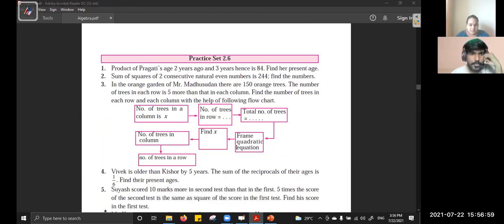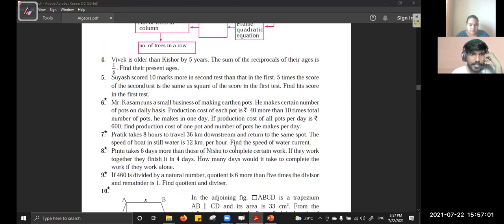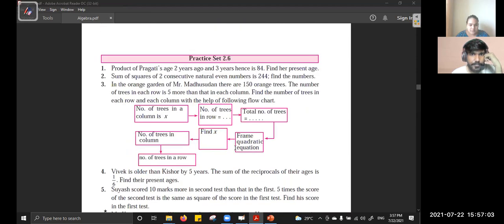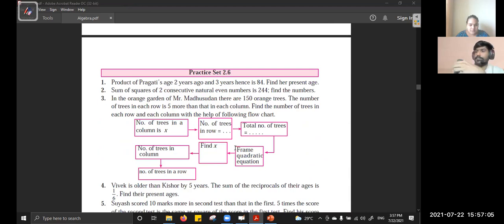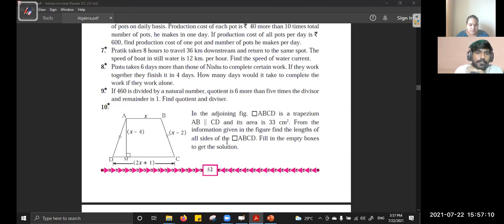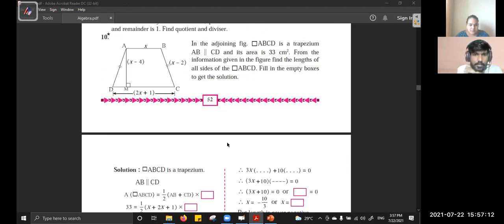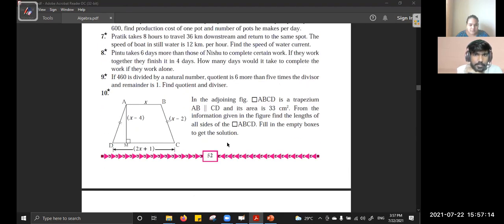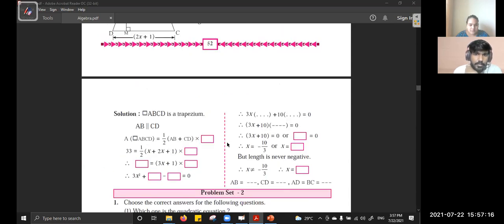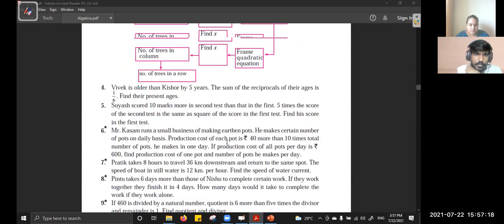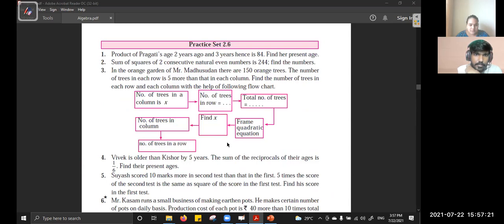So first two sums we did. Third one is activity. Can we do the tenth one first because it's completely in the textbook only? Or shall we do that later? Because it looks like a very big one. So we'll do it later.